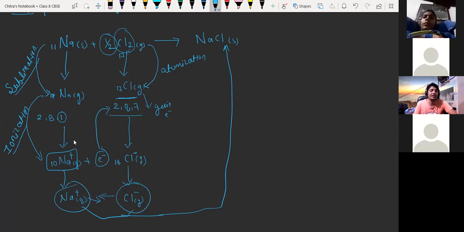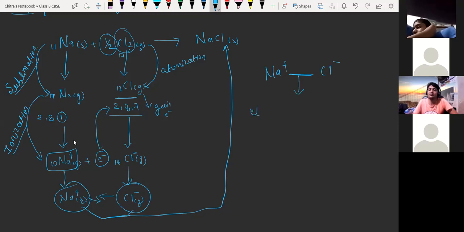Yes. So here by loss of electron, sodium forms a positive ion and chlorine forms a negative ion. Between them, the force of attraction works. That force of attraction is called the electrostatic force of attraction. It works between two different ions.